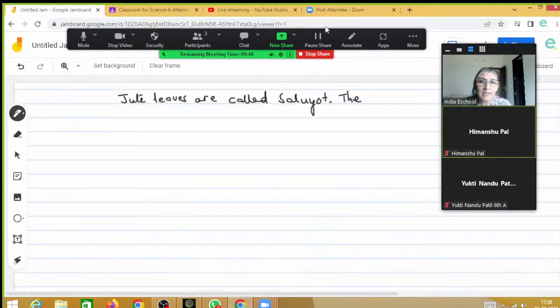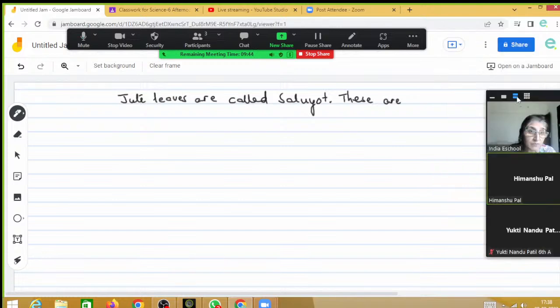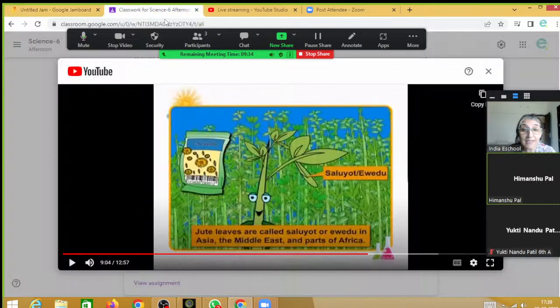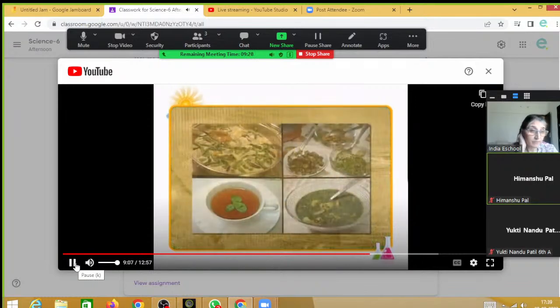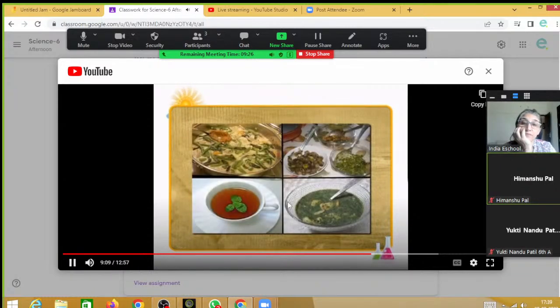These are edible. Edible का क्या मतलब होता है हिमांशु? मैम जो हम खा सकते हैं. Yes, so ये हम खा सकते हैं. तो जूट प्लांट की leaves को हम खा सकते हैं. Okay, let's see some more facts. They are taken in fresh, frozen or dried form in curries, vegetable dishes and tea. They are used to add good flavor to the food.